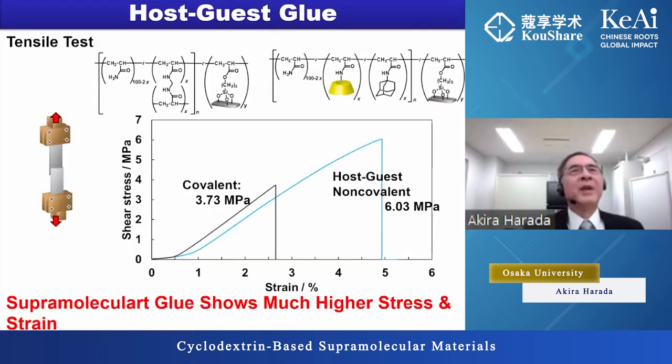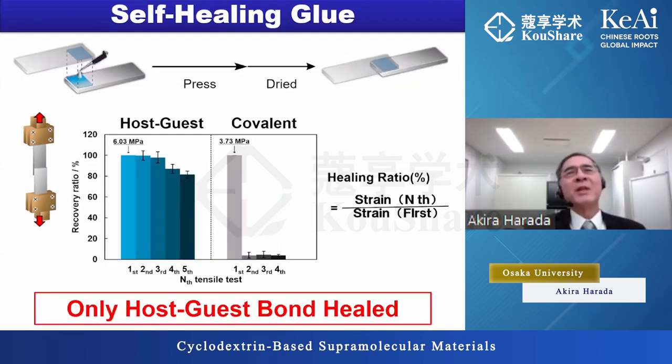So what happened? These are the results of the tensile test of the host-guest glued sample and covalent glued samples. Okay, surprisingly, host-guest supramolecular glue is much stronger than the covalent glues. It is contradictory to the usual concept. Host-guest glue shows much higher stress and strain values. More surprisingly, the host-guest gel showed self-healing property. I mean that the supramolecular glue can be used many times repeatedly. Although the covalent glue can be used only once, the host-guest supramolecular glue can be used many times.